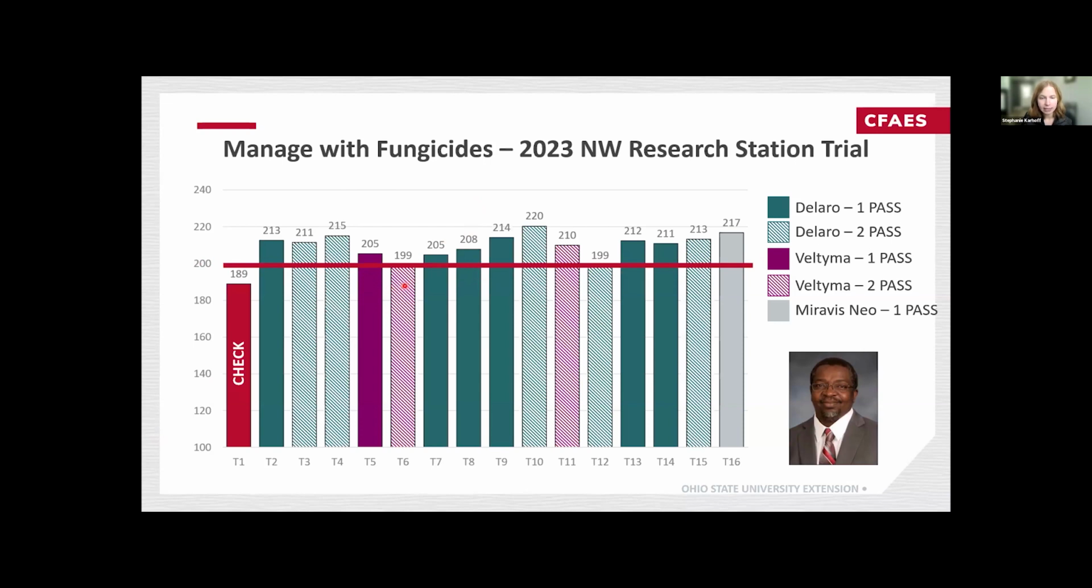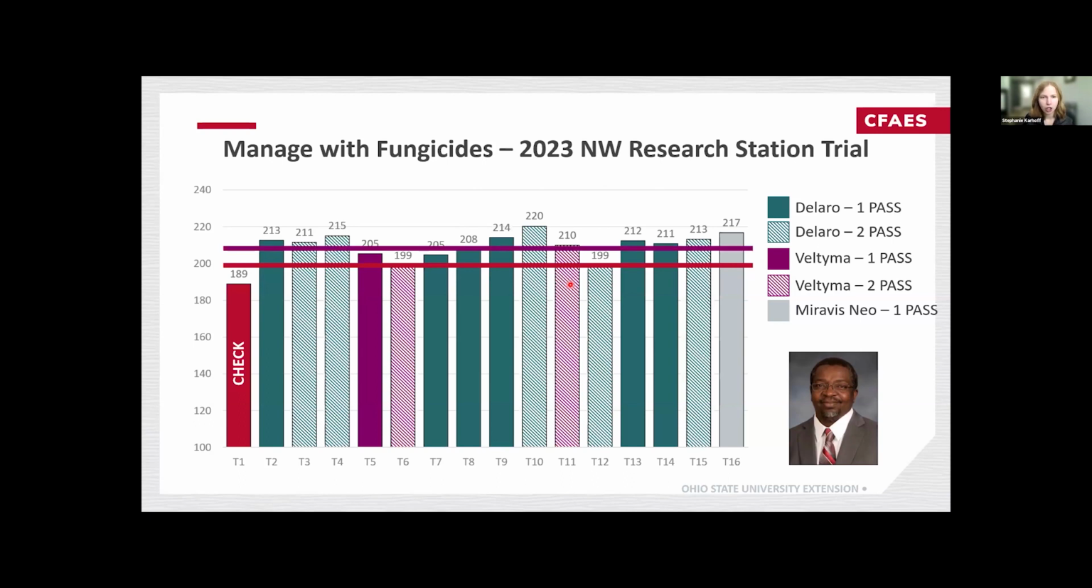The ones that really didn't were treatment 6 and treatment 11 that actually were a 2-pass system. And we'll see in the next slide that in this case, that first pass was done earlier on, so V6 to V8, and then that second pass was done at tasseling. So in this case, that first pass was probably just too early to get a lot of benefit.